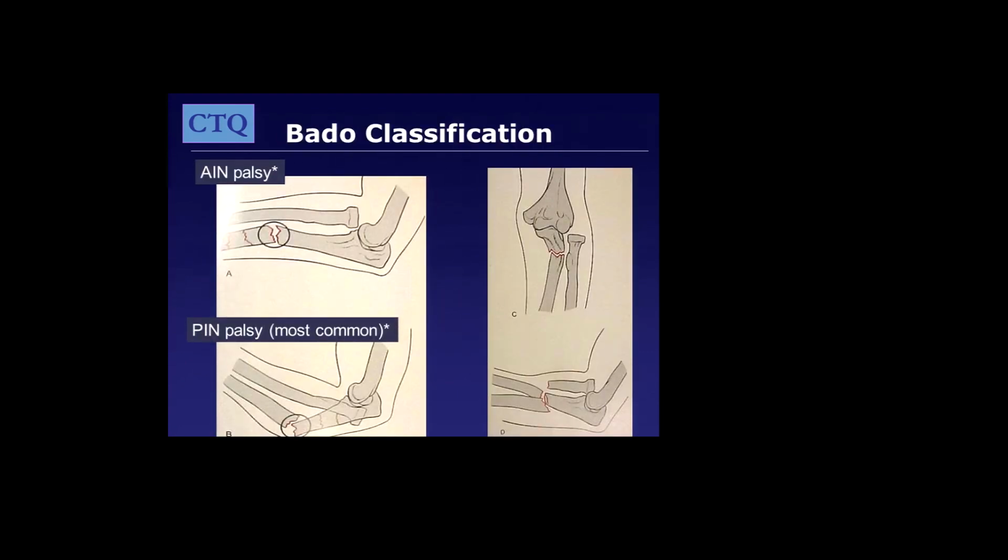In type 1 Monteggia fractures, where the injury and dislocation is anterior, the anterior interosseous nerve is the most characteristic associated injury. Posterior dislocation of the radiocapitellar joint and posterior angulation of the ulna, the type 2 fracture, is typically associated with a posterior interosseous nerve palsy.